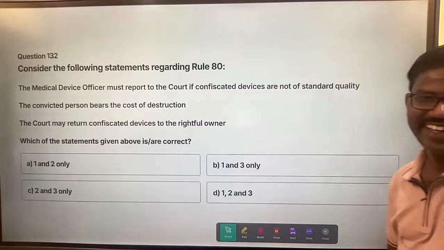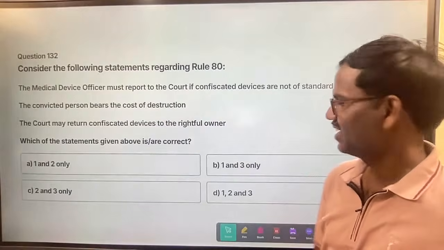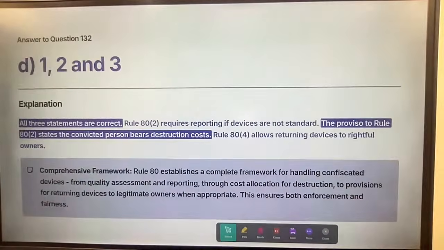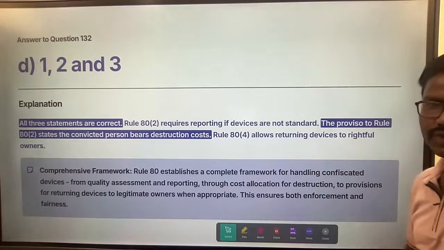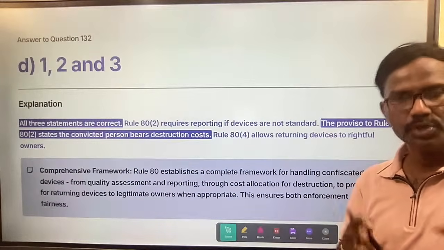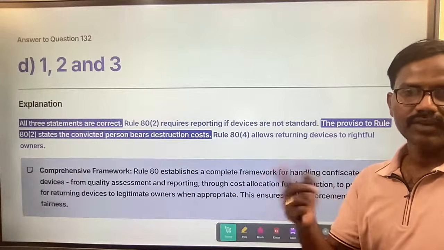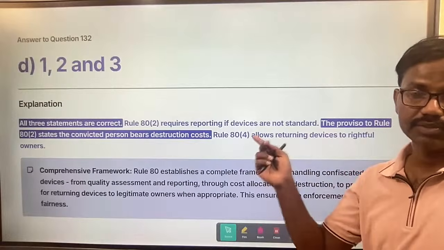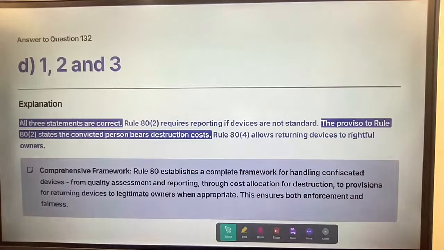D. Okay. What about others? The right answer is D, 1, 2, 3. The provision in the rule states that the convicted person bears the destruction cost also. So if you prepared a misbranded device, then you have to bear the cost for the destruction also. That comes from the court.